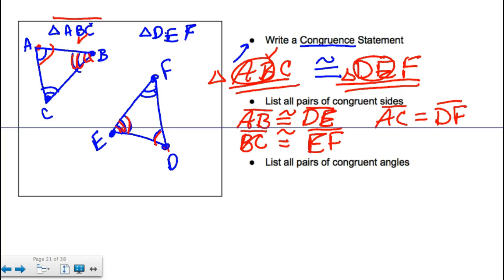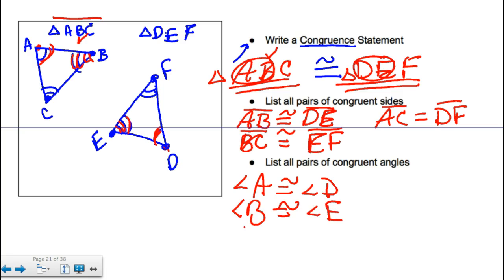Pairs of congruent angles, angle A is going to have to be congruent to angle D because they're listed first, or you could go back to the picture and look at their markings. Angle B is congruent to angle E, and angle C is congruent to angle F.